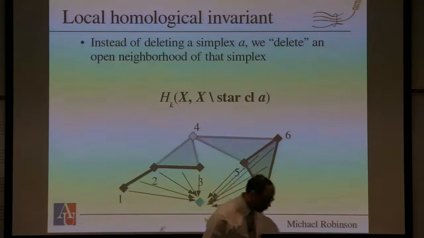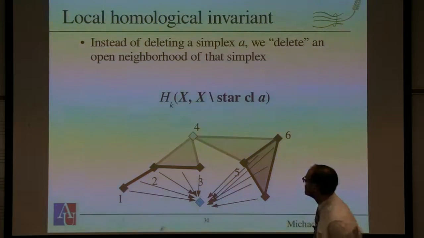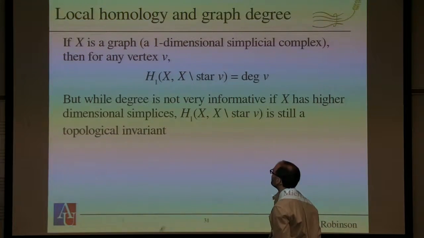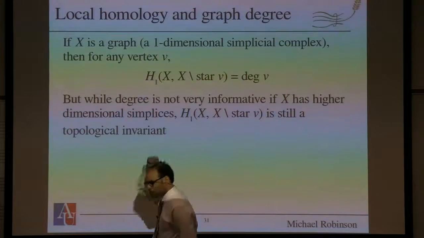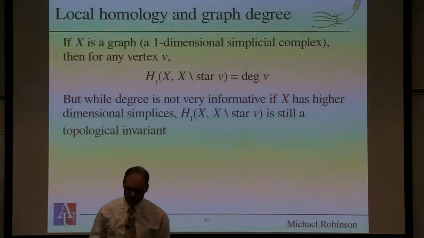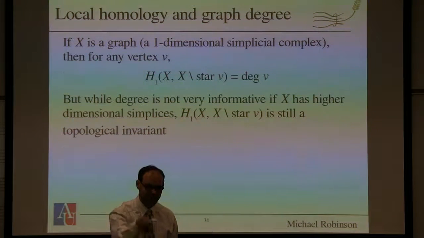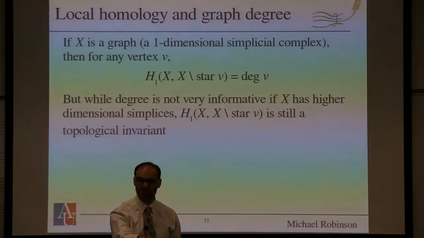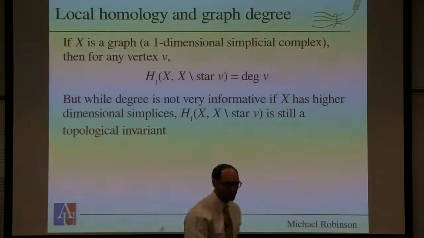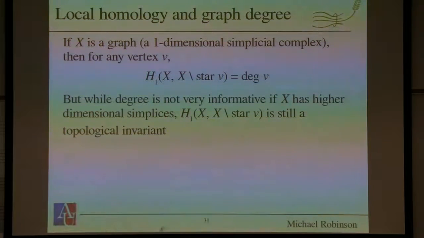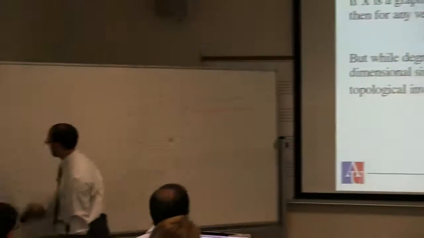When k is equal to 1, this is a generalization of the degree of a graph. So in particular, if I take a look at h upper 1 of a graph, say x is a graph, a one-dimensional simplicial complex, and I do this local homology, as it's called, computed at a vertex, I will recover the degree. This is the degree. How does that work? Well, here's the picture. The picture is actually very, very clean.